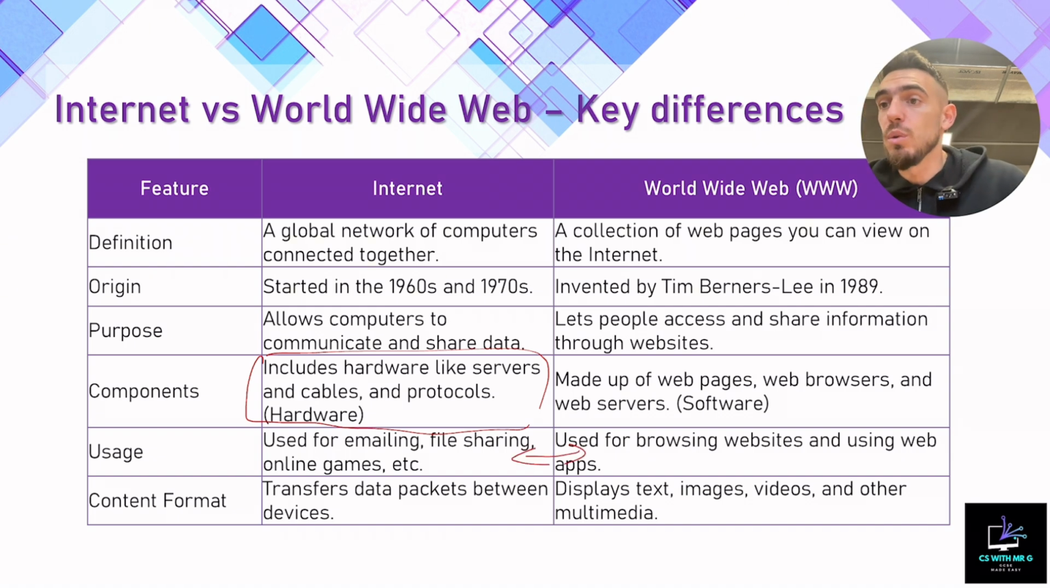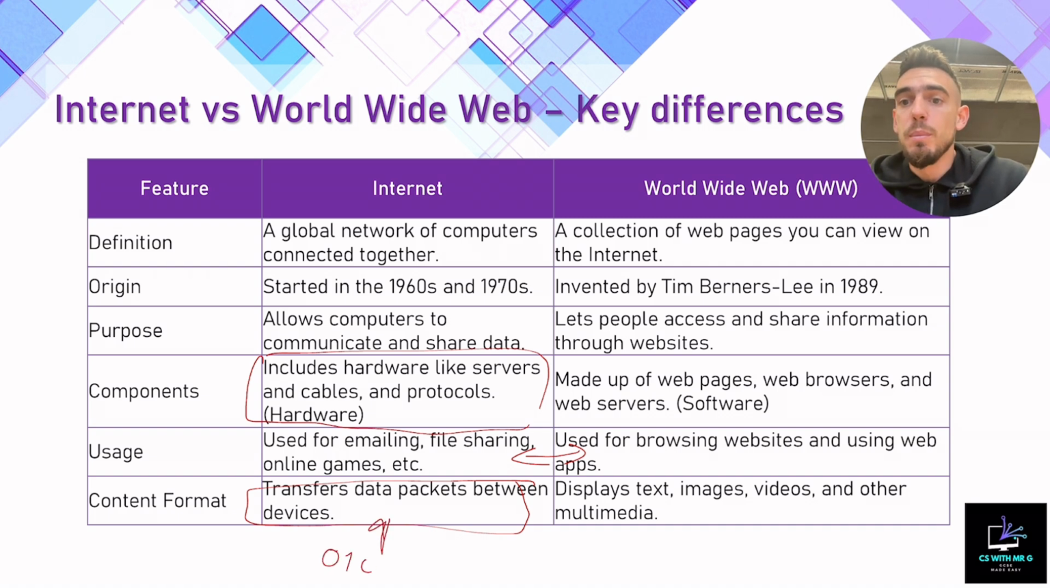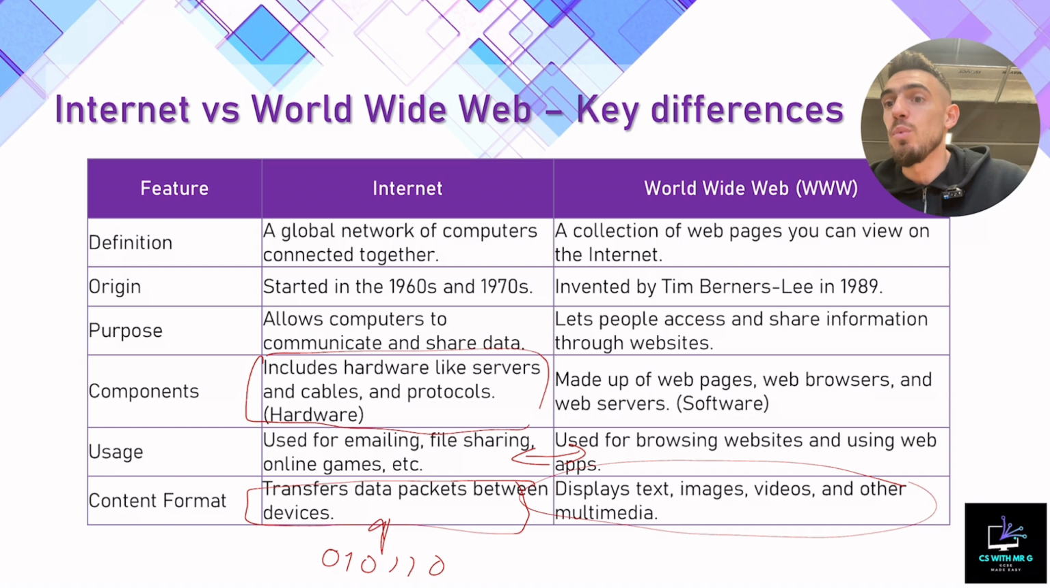Usage generally the same, okay, we do tend to use the Internet to access the web. This row kind of goes hand in hand. Content format, so packets that we've discussed in Unit 2 is how information gets around the Internet, whereas the World Wide Web is what we actually see, okay? So we can think of this as the binary numbers that are flying around the wires and the cables, whereas this one is the actual information that we see. Is it text? Is it an image? Is it a video? Is it audio? Okay, all these things that we see is what we use the World Wide Web for.